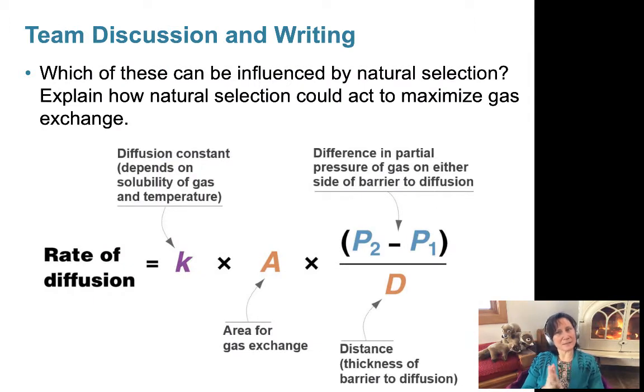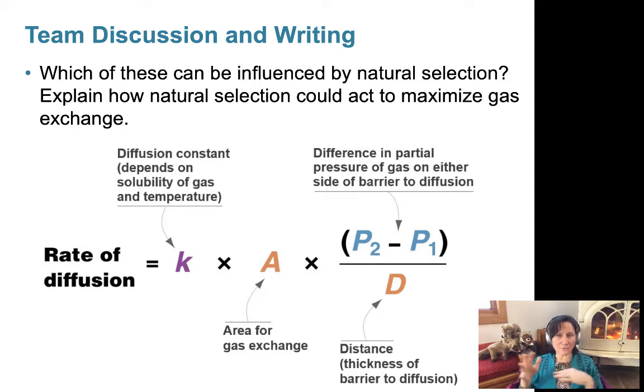So let's think about this with regard to biology. Which of these variables in Fick's law could be influenced by natural selection? We're trying to get you to think about how natural selection could act to maximize gas exchange. So hit pause, think about this for a minute. Okay, so which of these variables do you think natural selection could act on?